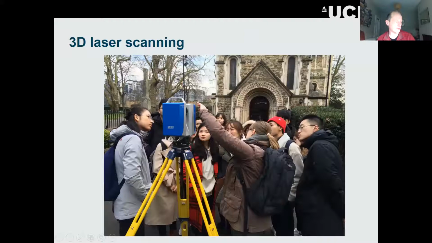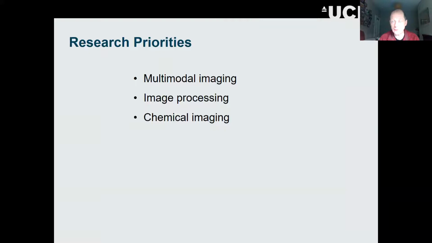We've got a 3D laser scanning system, which we can use for teaching and for looking at buildings and facades and walls and so on. And that works in the invisible light, but it's also got a thermal imaging attachment, which nicely brings me to the research priorities that I think we're going to aim at moving forwards. Multimodal imaging, I think one of the real opportunities is to bring together these different forms of imaging to offer information which isn't otherwise available.